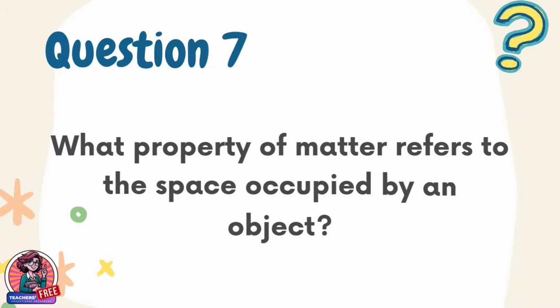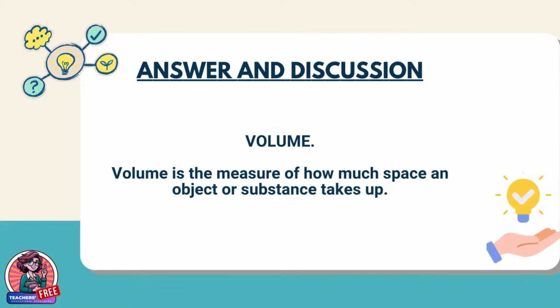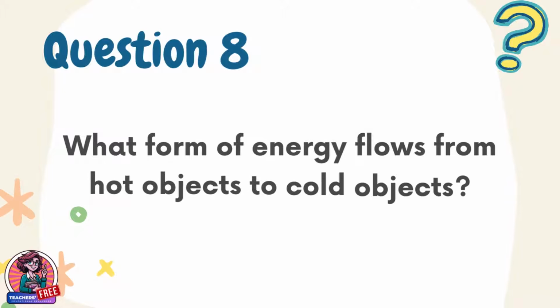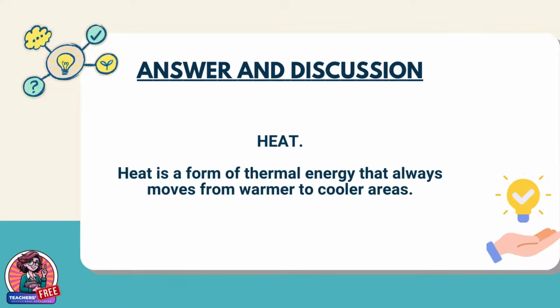Question 7. What property of matter refers to the space occupied by an object? Answer: volume. Volume is the measure of how much space an object or substance takes up. Question 8. What form of energy flows from hot objects to cold objects? Answer: heat. Heat is a form of thermal energy that always moves from warmer to cooler areas.